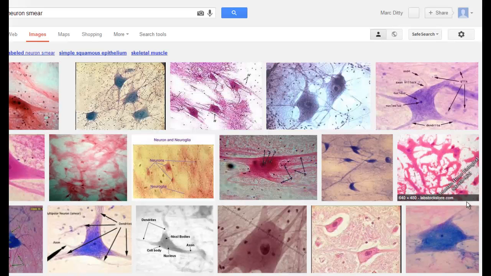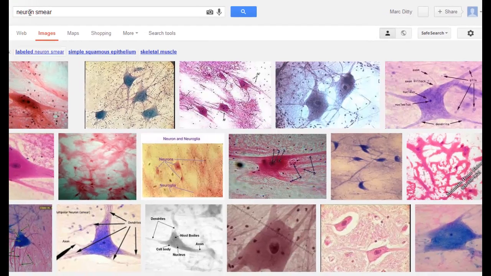Let's take another look at some neurons. And what I did is I just did a quick Google image search here, and just typed in neuron smear, and you will find, now be careful with this, you can't just accept everything that comes up at face value, but yeah, you will see here we have multiple examples of nervous tissue, and we can especially see in some of these, like right here and here, these are the neuron cell bodies, and then projecting away are the processes, okay, the nerve processes, including axons and dendrites.